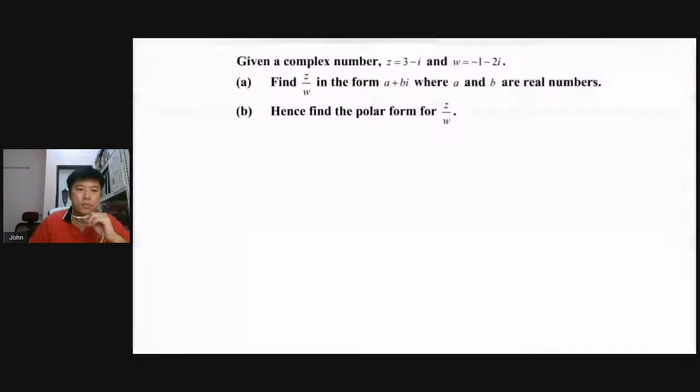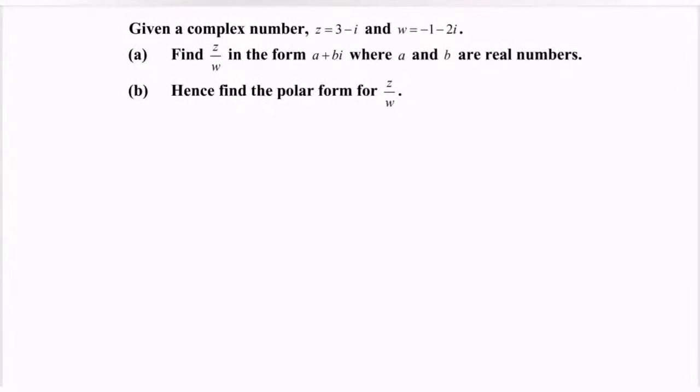Find Z over W in the form of a plus bi, where a and b are real numbers. Hence, find the polar form for Z over W. Kindly substitute the Z and W into the situation. So we have Z over W is equal to 3 minus i over negative 1 minus 2i. The question asks us to express it in the form of a plus bi, so we need to rationalize the denominator by multiplying with the conjugate. The conjugate focuses on the imaginary part, meaning you have to change the sign of the imaginary part.